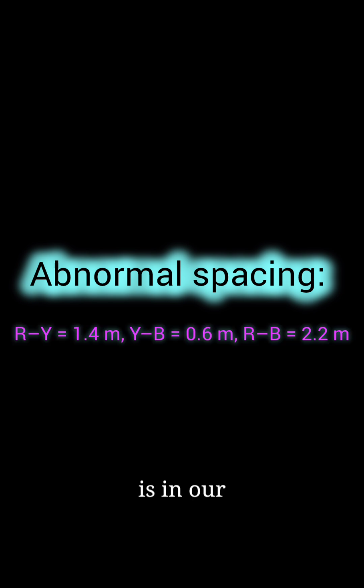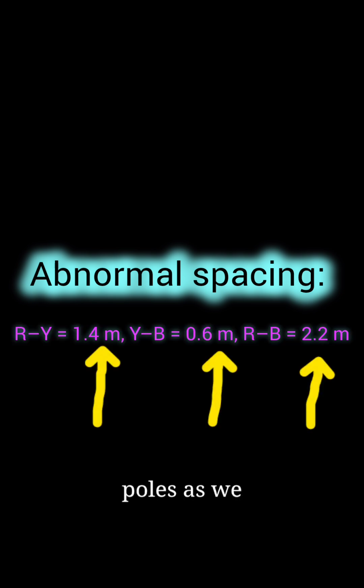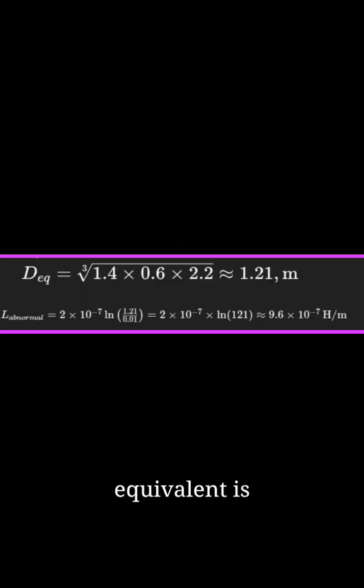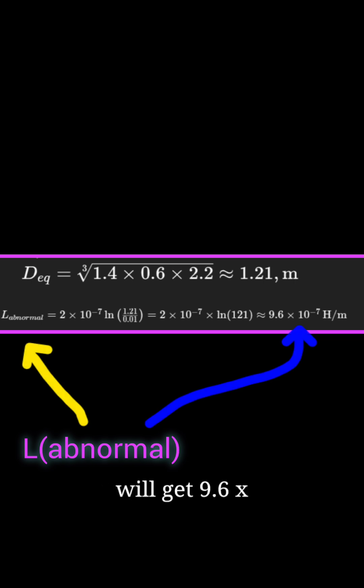Now doing it for the abnormal spacing, that is our condition in our electrical poles, as we saw. Let's say R to Y distance becomes 1.4 meter, Y to B is equal to 0.6 meter and R to B is equal to 2.2 meter. So in this case, D equivalent is equal to cube root of 1.4 into 0.6 into 2.2, which is approximately equal to 1.21 meter. And hence doing the calculation for abnormal inductance, we will get 9.6 into 10 to the power of minus 7 Henry per meter.